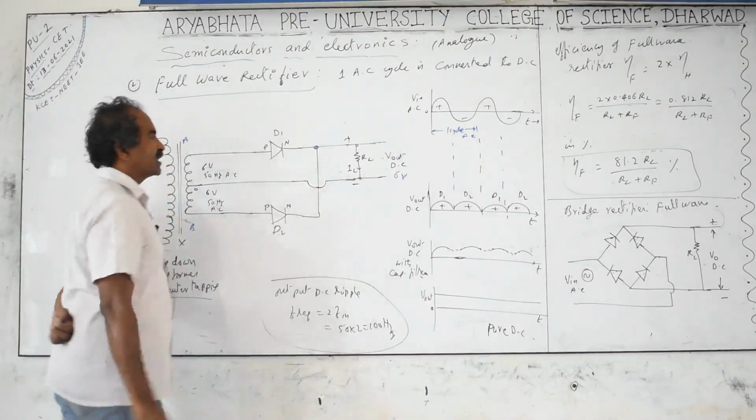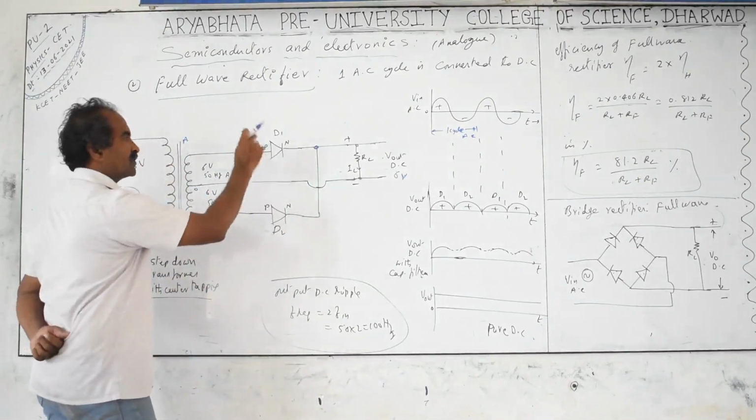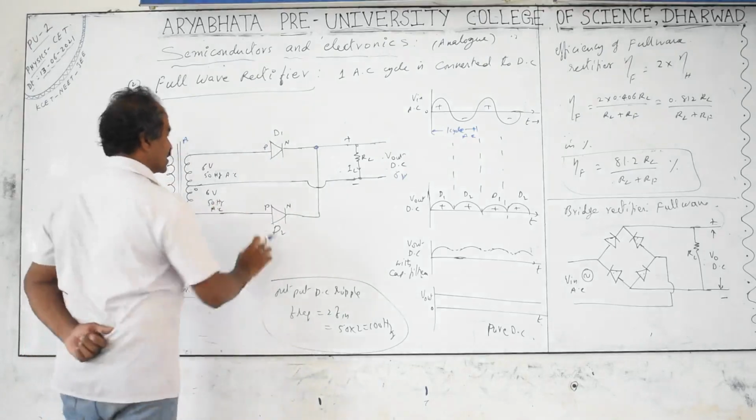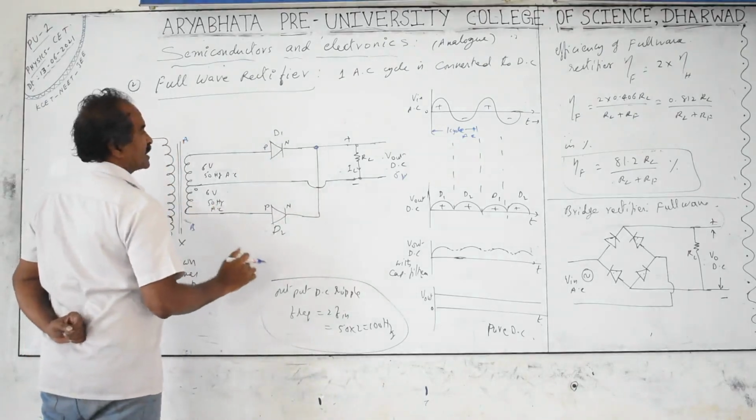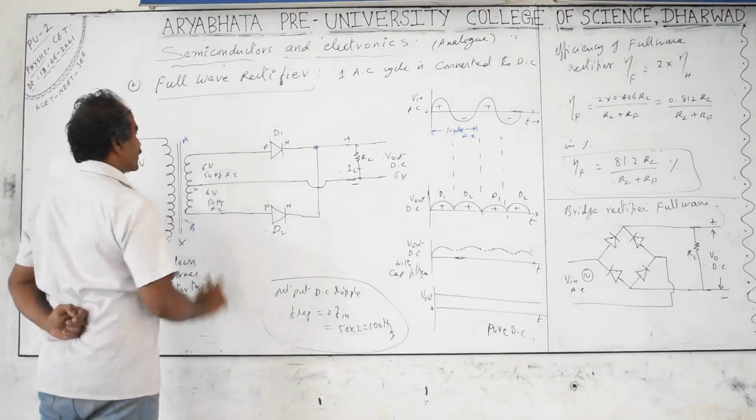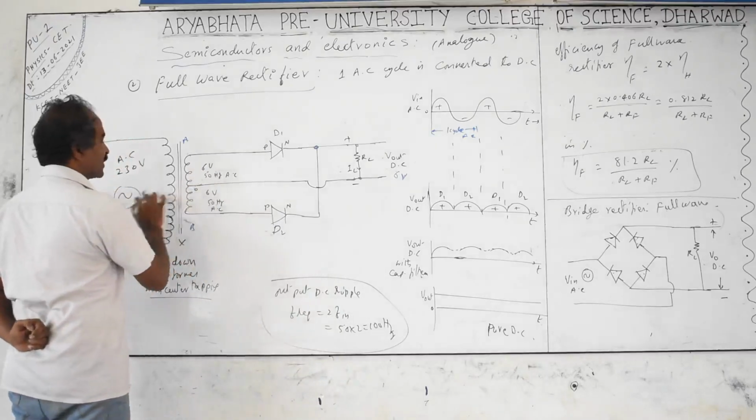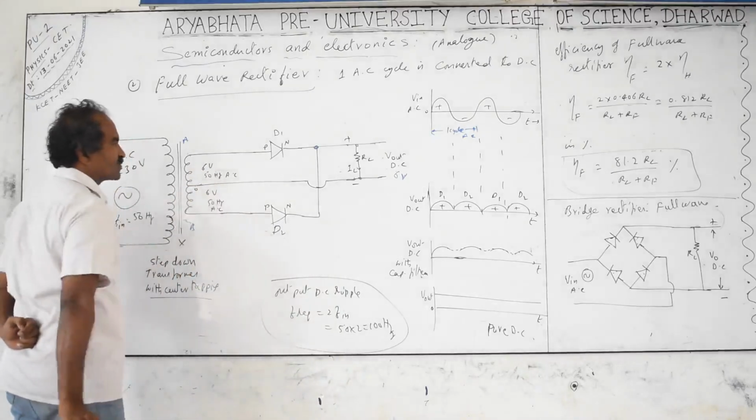Generally we are discussing an ideal diode, which means there is no voltage drop. Otherwise, you have to reduce the voltage by 0.7 volts for silicon and 0.3 volts for germanium. Next, this is 6 volts, 50 cycles AC frequency, the same for the primary and secondary of the transformer.